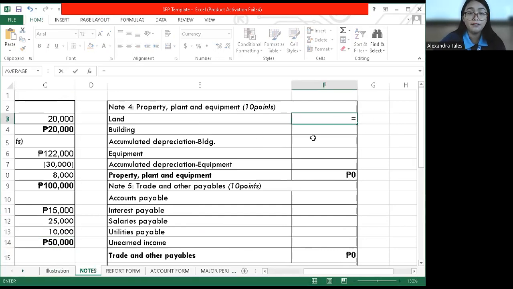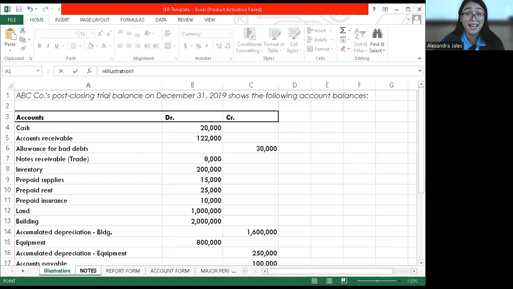So we have now land. This is still an asset, but it's under non-current assets. We did define what a non-current asset is. A non-current asset is a long-term asset, so that means it could be used for more than a year. Am I clear, students? Again, for your non-current assets, we have the following: long-term investment.